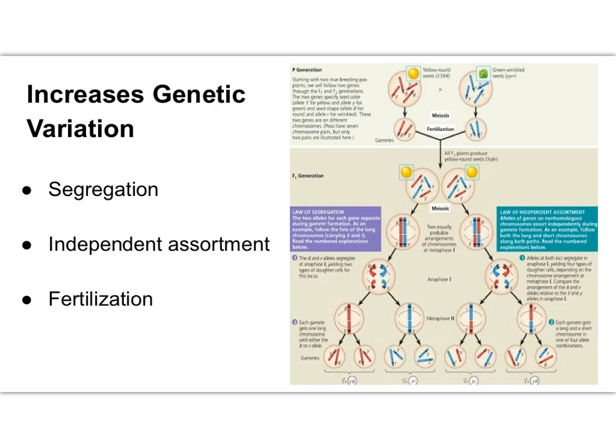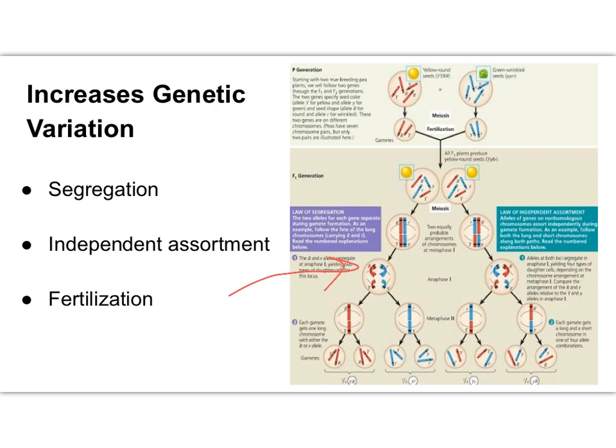And the first one being segregation. Remember, when the gametes are made with meiosis, the alleles for each gene move away from one another, right? And they don't care about the others. So you can see this happening here, where the alleles for the genes are going to be separating from one another. So that would lead to variation.